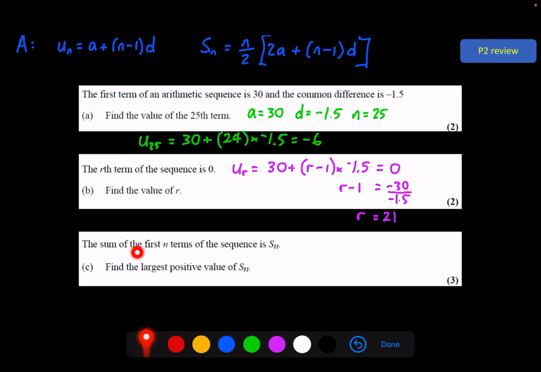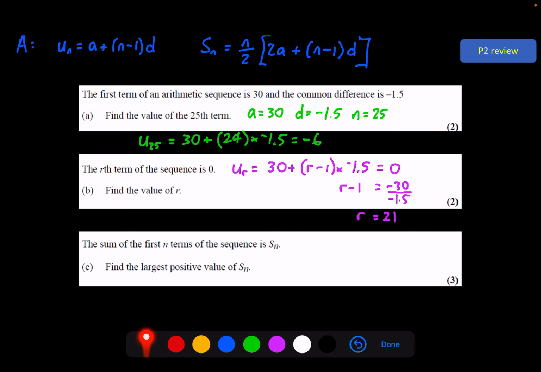Final part, the sum. Here we've got the formula for the sum of the first n terms of the sequence is s of n. Find the largest positive value of the sum. Now that as a question by itself might not be very easy, but as a whole question here, we've been led through to this point. So we're going to use this part 2 here.